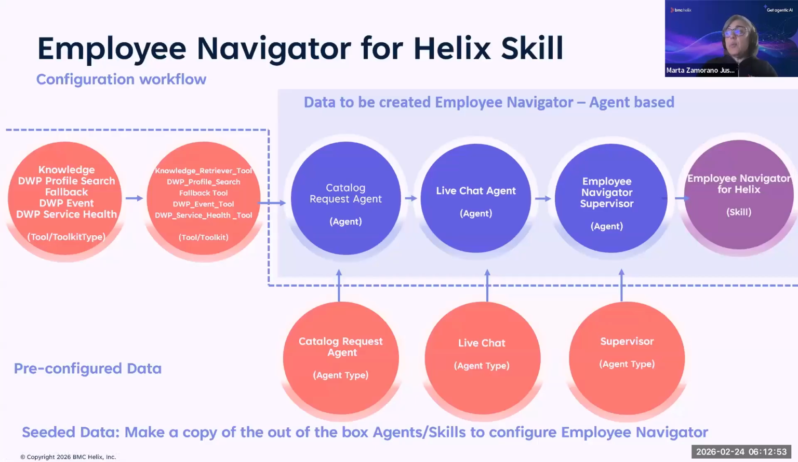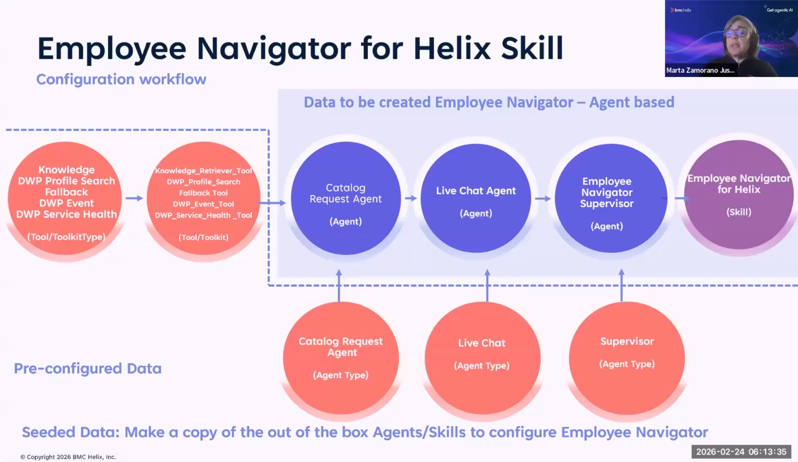Then we have the agent types. So we have the catalog request agent type, live chat agent type, and supervisor agent type. These agent types are like the blueprints that dictate the specific functions and behavior of the deployed agents. Then we deploy the specific AI agents. We need to create the deployed instance for the catalog request agent, live chat agent, and Employee Navigator supervisor agent, the 3 blue ones that we have here.